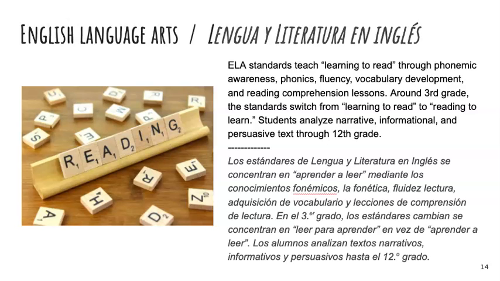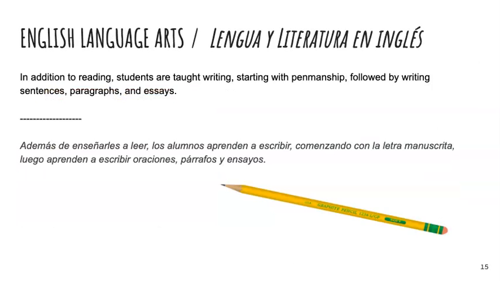Around 3rd grade, the standards switch from learning how to read to reading to learn. Students will analyze narrative, informational, and persuasive text through the 12th grade. In addition to reading, students are taught writing, starting with penmanship, followed by writing sentences, paragraphs, and finally, essays.